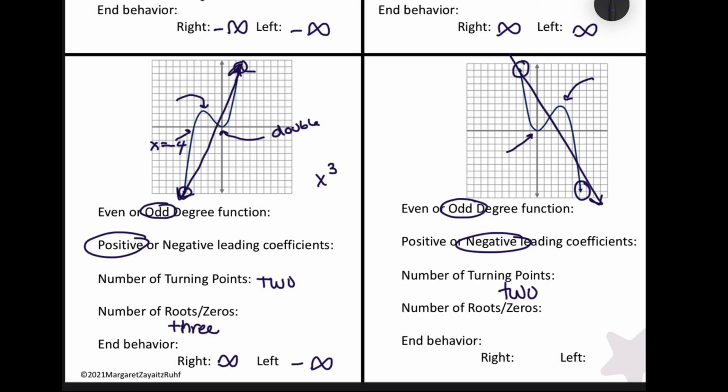The degree is 1 more than the number of turning points. So this is a cubic function. That lets us also know that there are 3 solutions or roots or zeros to this polynomial. On the right-hand side of the graph, we are headed down to negative infinity. On the left-hand side, headed up to positive infinity. And that's how we can get information from the graph of a polynomial about the equation of the polynomial.